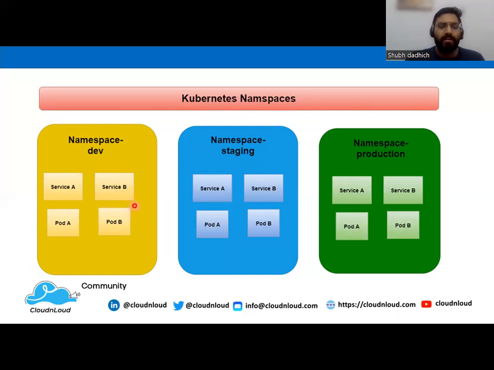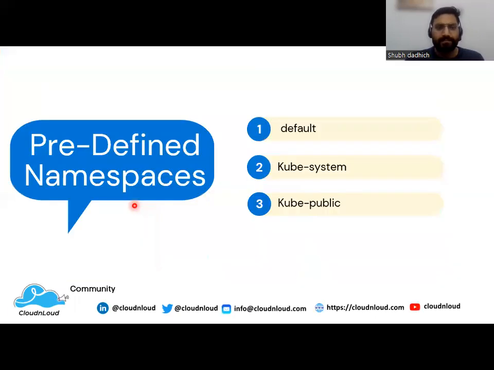So there are predefined namespaces which are already there in Kubernetes. Let's see those. So these are the predefined namespaces. First is the default namespace. When no namespace is specified, this namespace is used for most of the objects and resources that are created in the cluster, such as deployments, services, and pods. So whenever you create any resources and you don't specify any namespace, they will automatically be created under the default namespace.